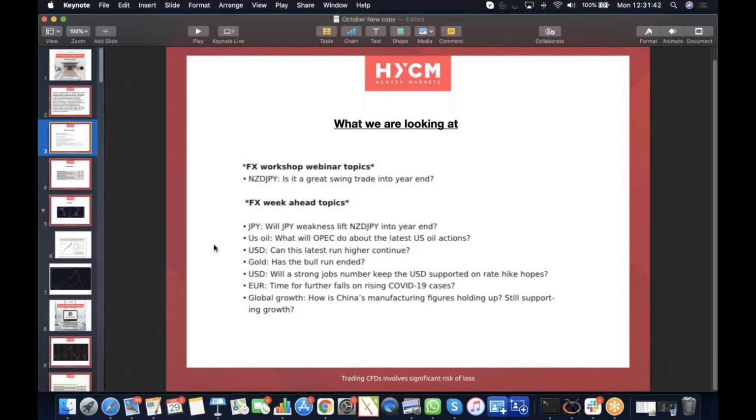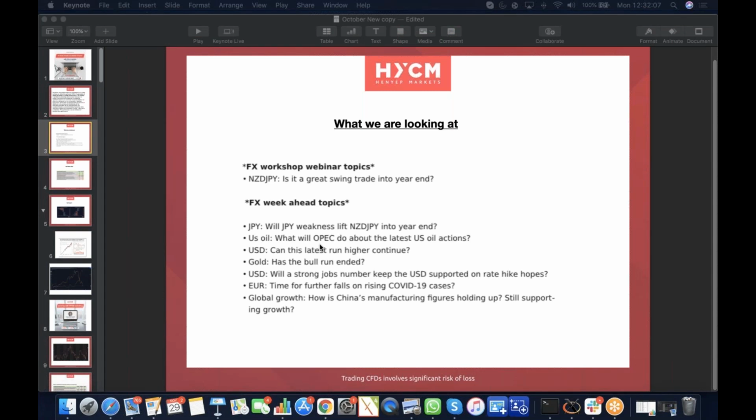The key things we'll be looking at today are the New Zealand dollar and Japanese yen. Particularly, we'll be looking at that on Wednesday, but we'll also look at that briefly today. We'll be looking at some of that yen weakness and whether that will lift New Zealand dollar yen into year end. I'll just show you that strong seasonal pattern. In fact, that'll be what we'll start with for the session. So do get ready for that in a minute.